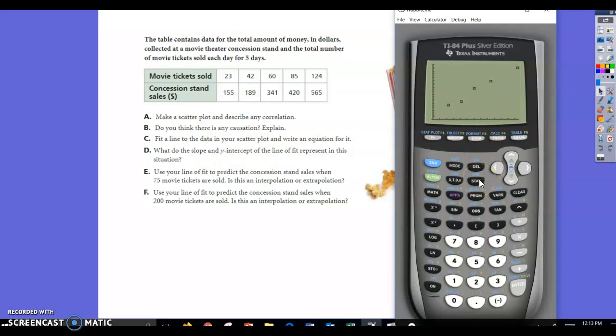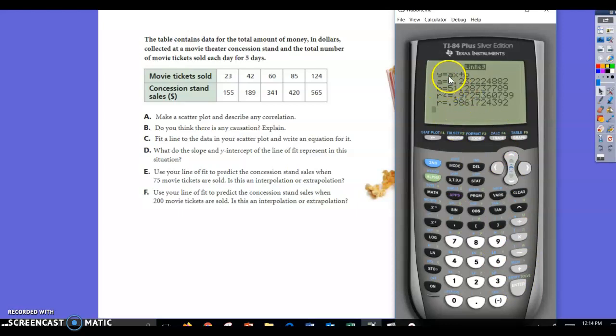If you go back to stat, you've already got your points in there, and you can go over to calculate, and we want a linear regression. We want a linear equation. So if I hit 4, remember linear is a line. So we're going to do L1 and L2. That's where we entered our points. And we're just going to enter through all of this, and the calculator will write an equation for you.